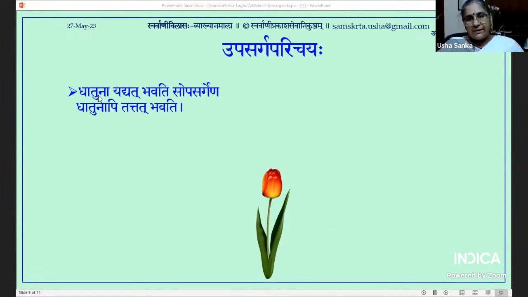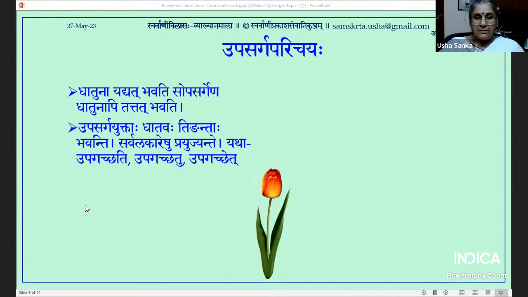So whatever happens to a dhatu, that happens to a sopasargaka dhatu also. That we have already seen, because there is gachati, gachatah, gachanti. There is upagachati, upagachatah, upagachanti. So everything that happens to a dhatu happens to an upasarga-attached dhatu. Please keep this in mind. Then they become tingantas. They have all the forms. All the 10 lakaras they take. And the ganas are also considered. Ganas is a very interesting concept. We'll come to that later. How ganas are affected by upasargas is another topic. We'll come to that later.